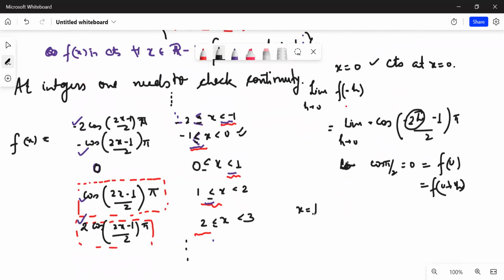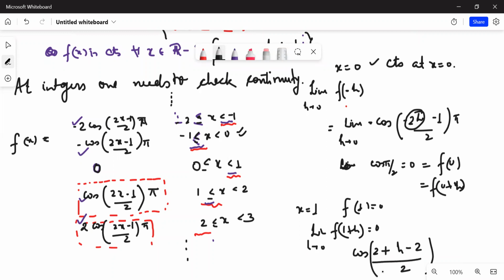क्यों? देखो at x equal to 1 क्या होगा? f1 simply 0 होगा कि नहीं होगा? f1 0 कैसे हो जाएगा? यहाँ 1 रखो तो 2 minus 1 is 1, 1 by 2 cos pi by 2, 0 हो गया कि नहीं हो गया? f of 1 plus h भी करोगे तो क्या आएगा? 0 ही आएगा. देखो चेक करके देखो. It will be equals to cos of (2 plus h minus 2) divided by 2, और यहाँ पे क्या आएगा?